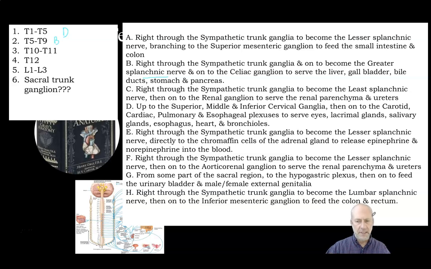So if you look at that, you see liver, gallbladder, bile duct, stomach, and pancreas. Think liver and pancreas increasing blood sugar. Think bile duct, stomach, and gallbladder decreasing digestion or digestive processes, if you will.